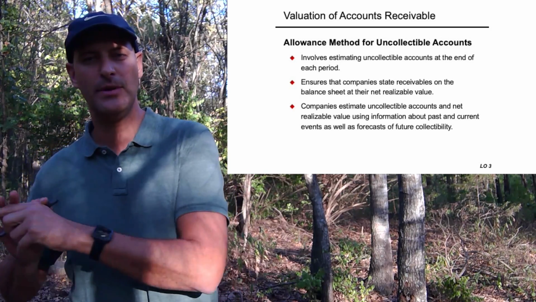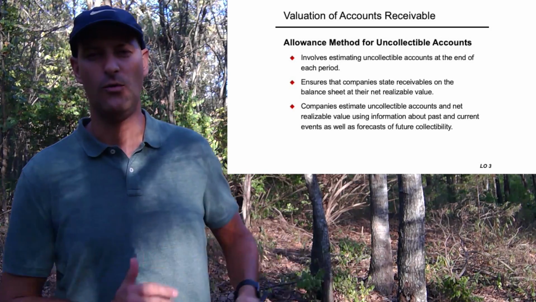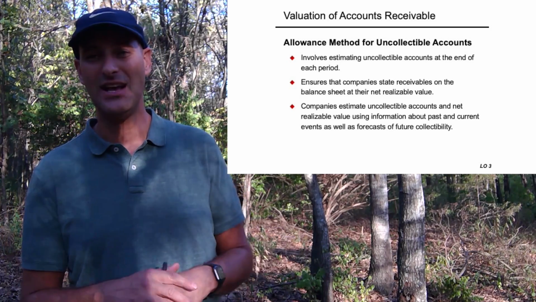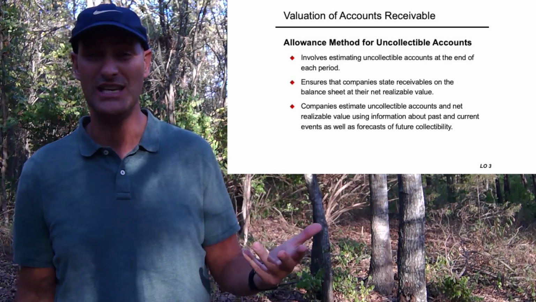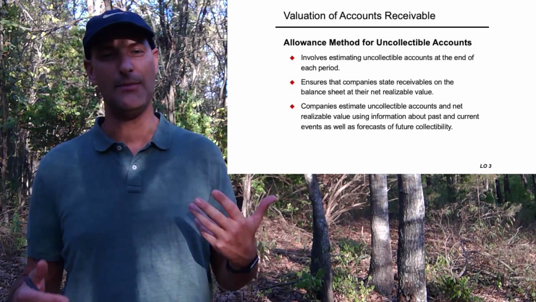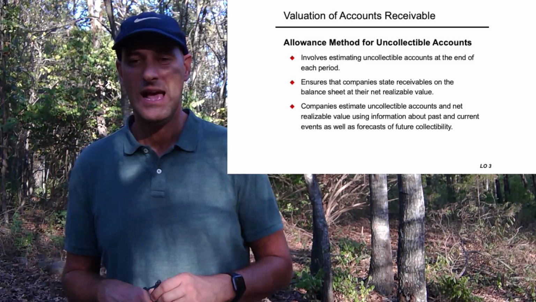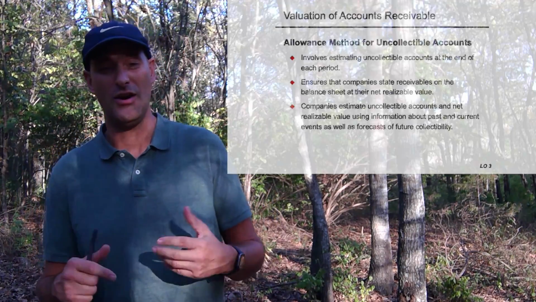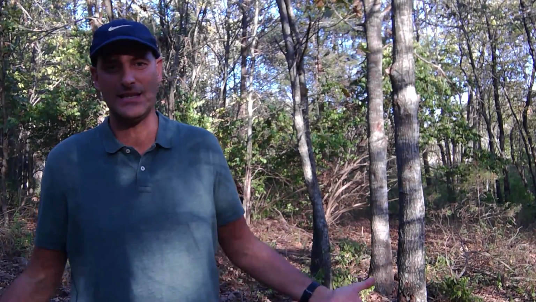This idea is that the company has been making sales supposedly for quite a while now, and some amount of these receivables they know they're not going to be able to collect. So because of that, they are able to estimate the amount they can't collect. That's how we get to estimate it.